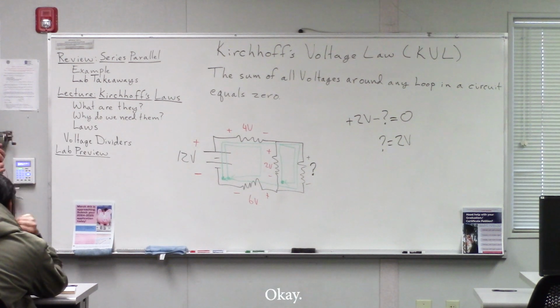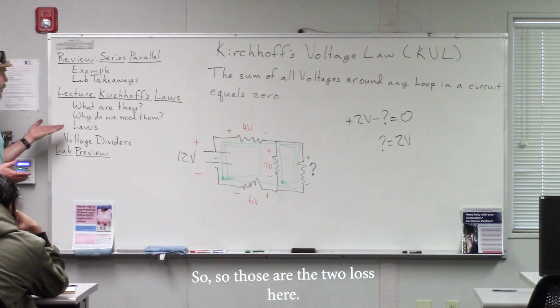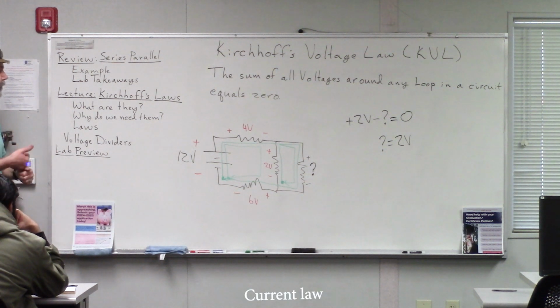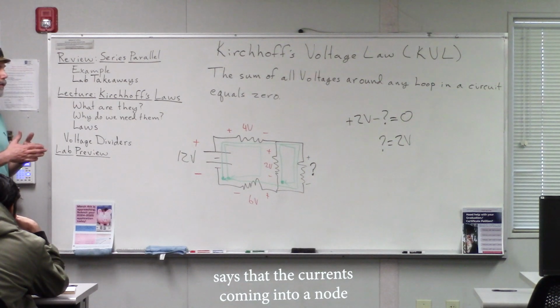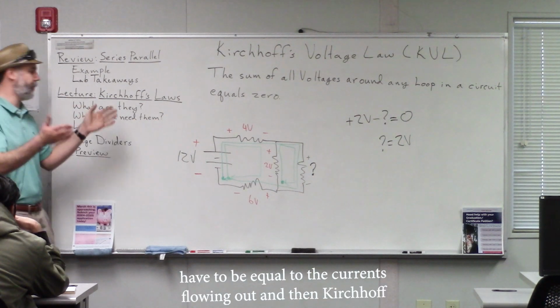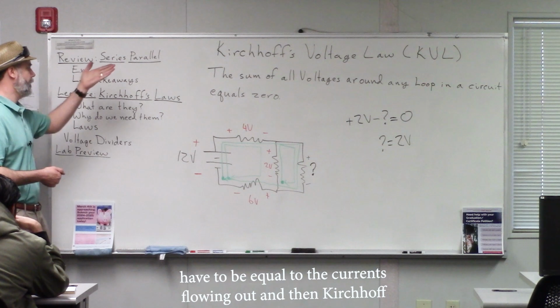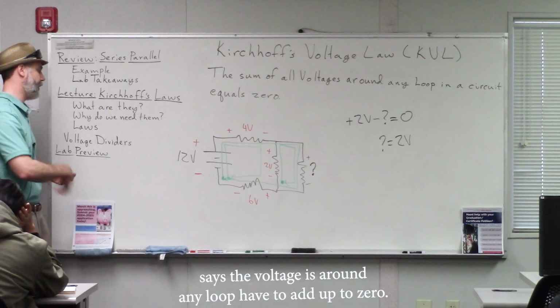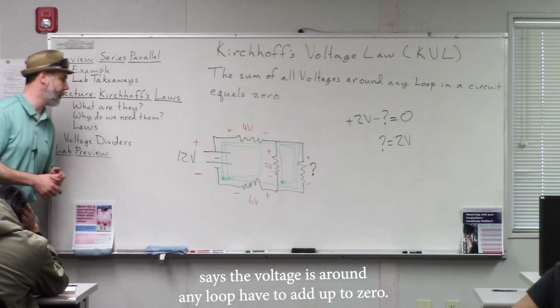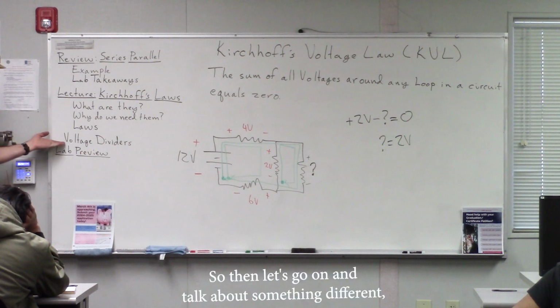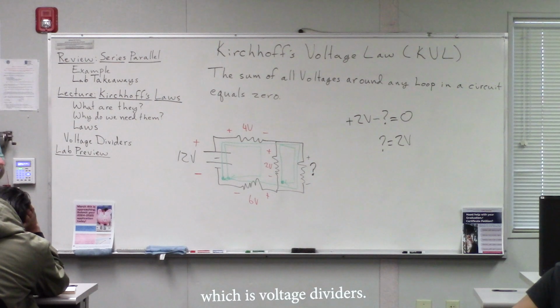Okay. So those are the 2 laws. Kirchhoff's current law says that the currents coming into a node have to be equal to the currents flowing out. And then Kirchhoff's voltage law says the voltages around any loop have to add up to 0. Okay? So then let's go on and talk about something different, which is voltage dividers.